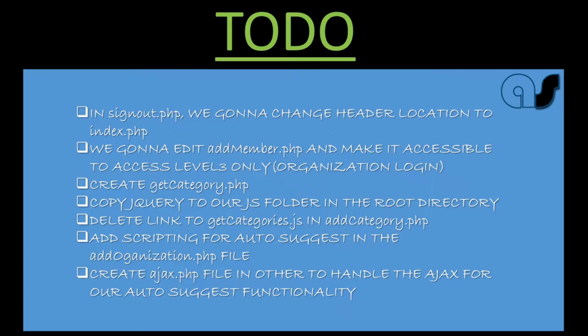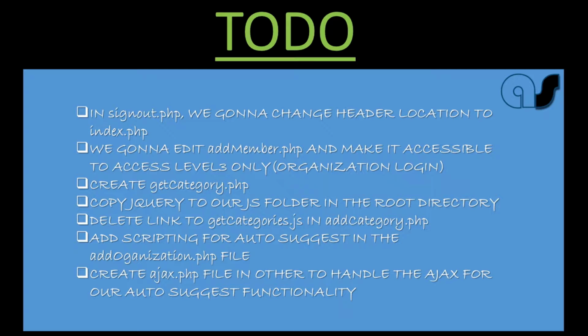Afterwards, we are going to copy jQuery to our JavaScript folder in the root directory. Then we'll delete the link, which I think is redundant. We created a link to getCategories.js, and I promise we're going to develop this file later, but we are no longer doing that. We're actually going to do everything we need to do in that file within scripting tags. And so that's the next point. We're going to add scripting tags for auto suggest in the addOrganization.php. So it's this point that takes the place of the link which we are deleting in the previous point.